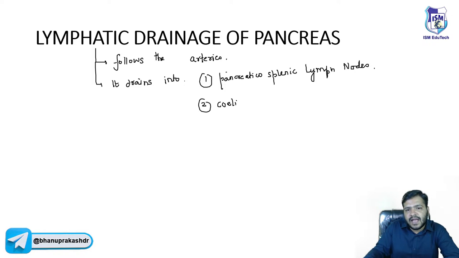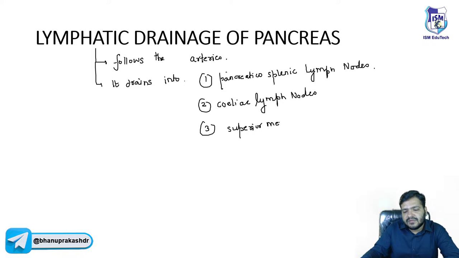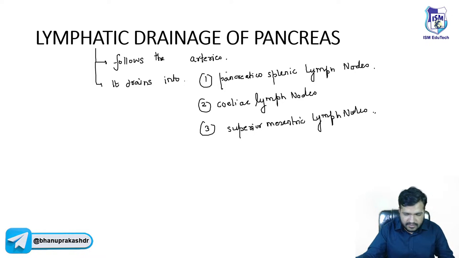Then we have the celiac lymph nodes. You already know celiac lymph nodes are around the celiac trunk. And the third one is the superior mesenteric lymph nodes. And remember, it is along the superior mesenteric artery. I hope this is clear to everyone.